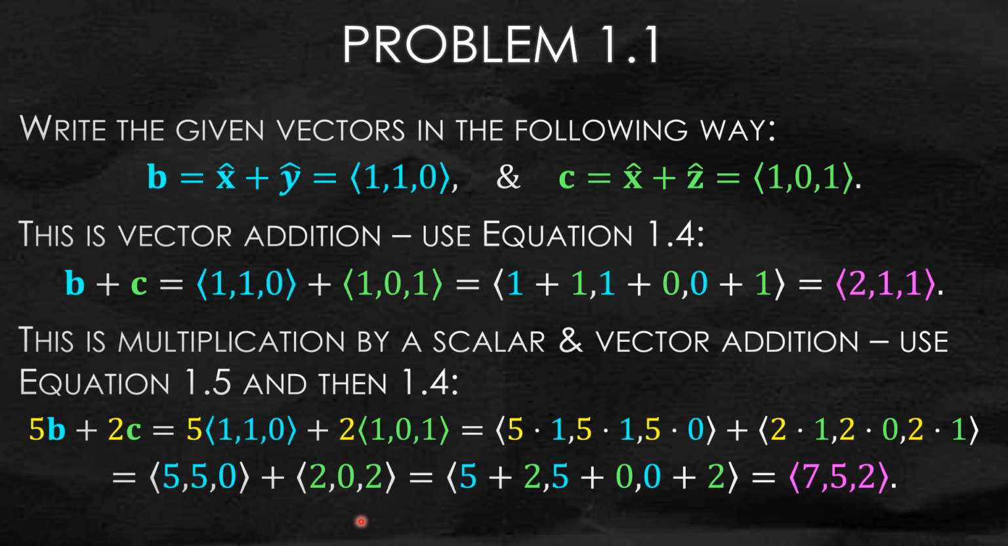Now from there, we know that these two vectors can be added component-wise, just like we saw here. So 5 to 2, 5 and 0, 0 and 2, leaves us with a new resulting vector of 7, 5, 2.